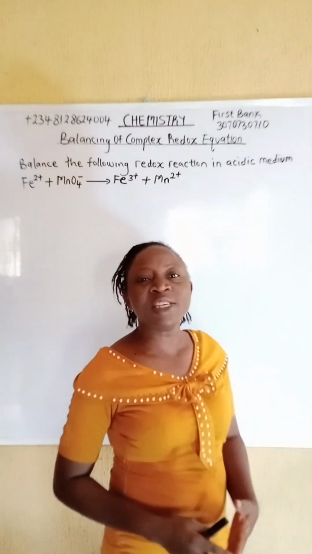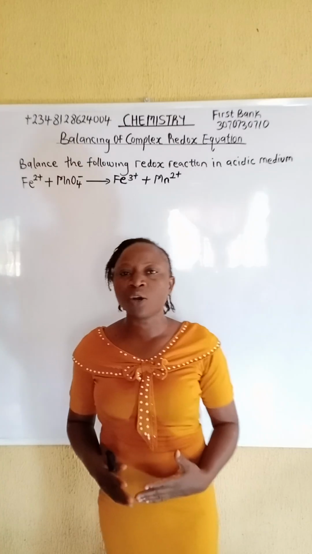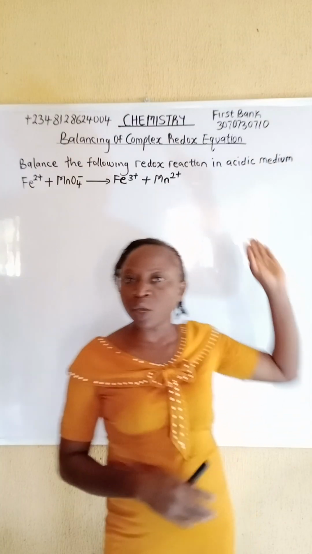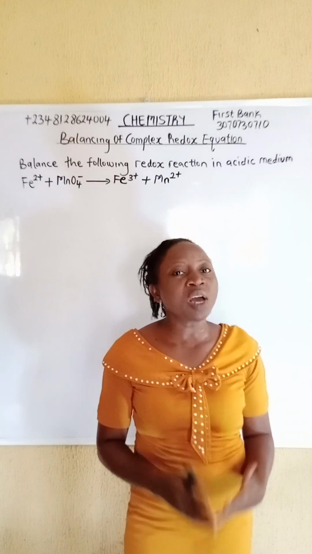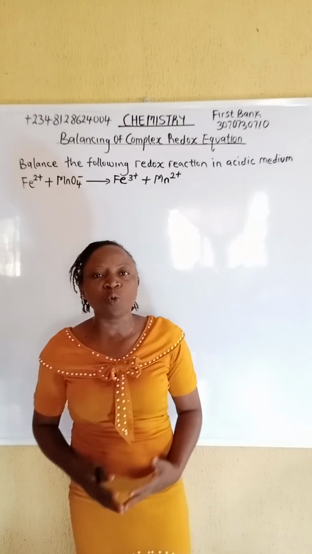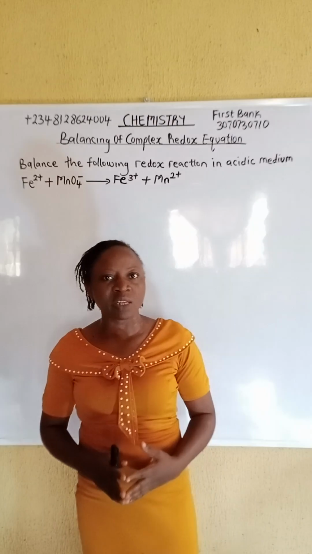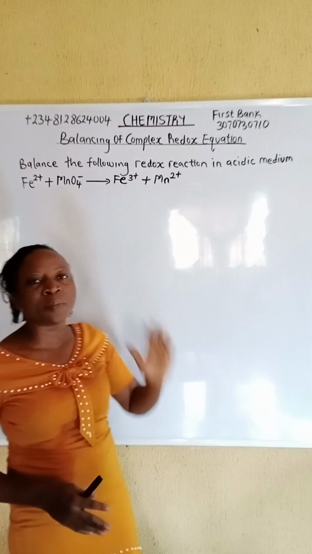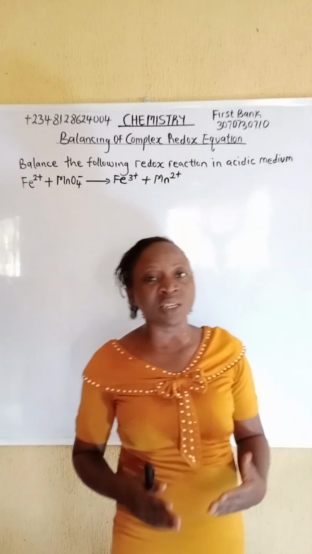Welcome to my class. In this video, I'm going to teach you step by step how to balance a complex redox reaction. Before we talk about the question on the board, what is a redox reaction? A redox reaction is a type of chemical reaction whereby oxidation and reduction occur simultaneously. The question on the board is about balancing a complex redox reaction in an acidic medium.